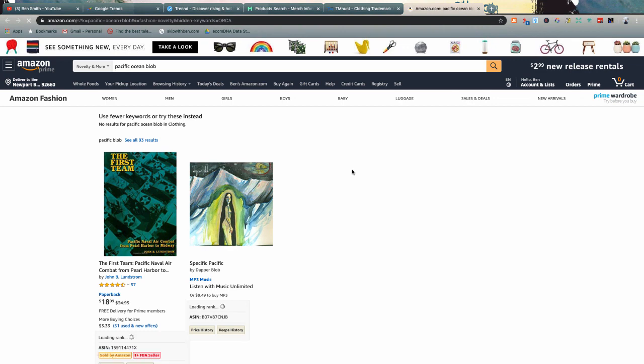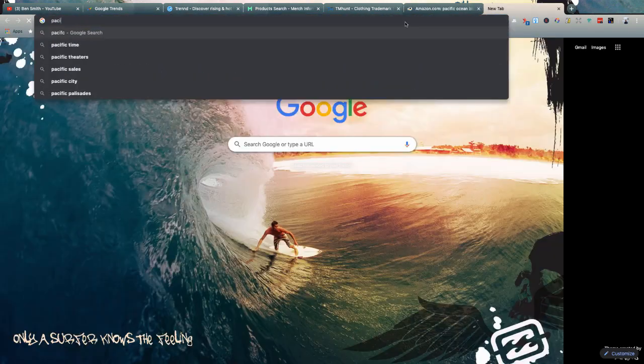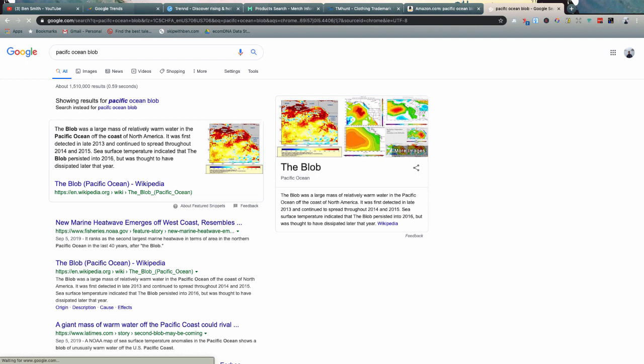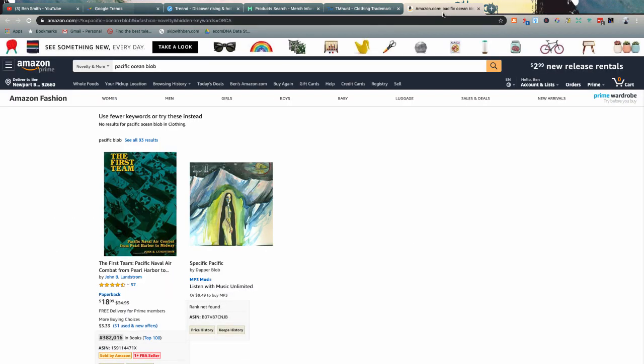Now, if I was really wanting to get into this or find out a little bit more, maybe I would do Pacific Ocean Blob, and let's just see what shows up. So I'm going to learn a little bit about the niche. Large mass of warm water, so it's obviously related to the ocean. So another way to take this is I could come in and create a few t-shirts around this and see if I can capture some sales.